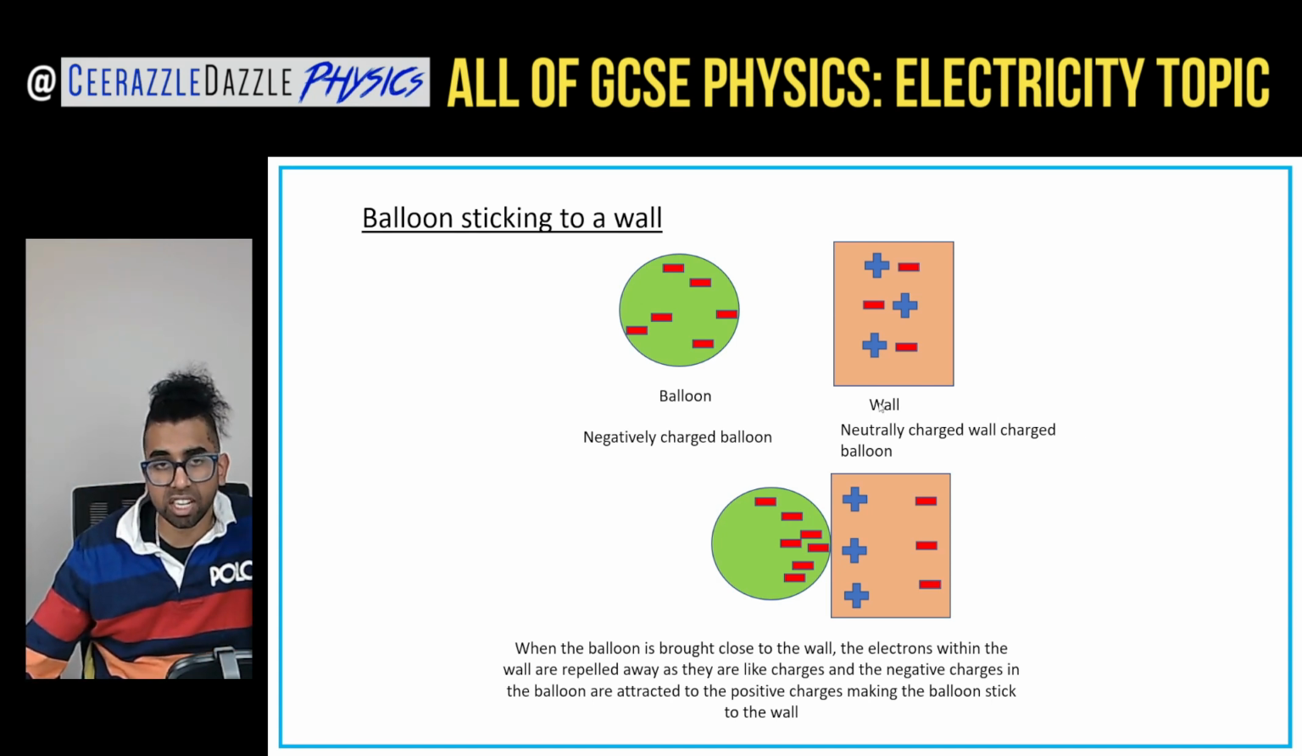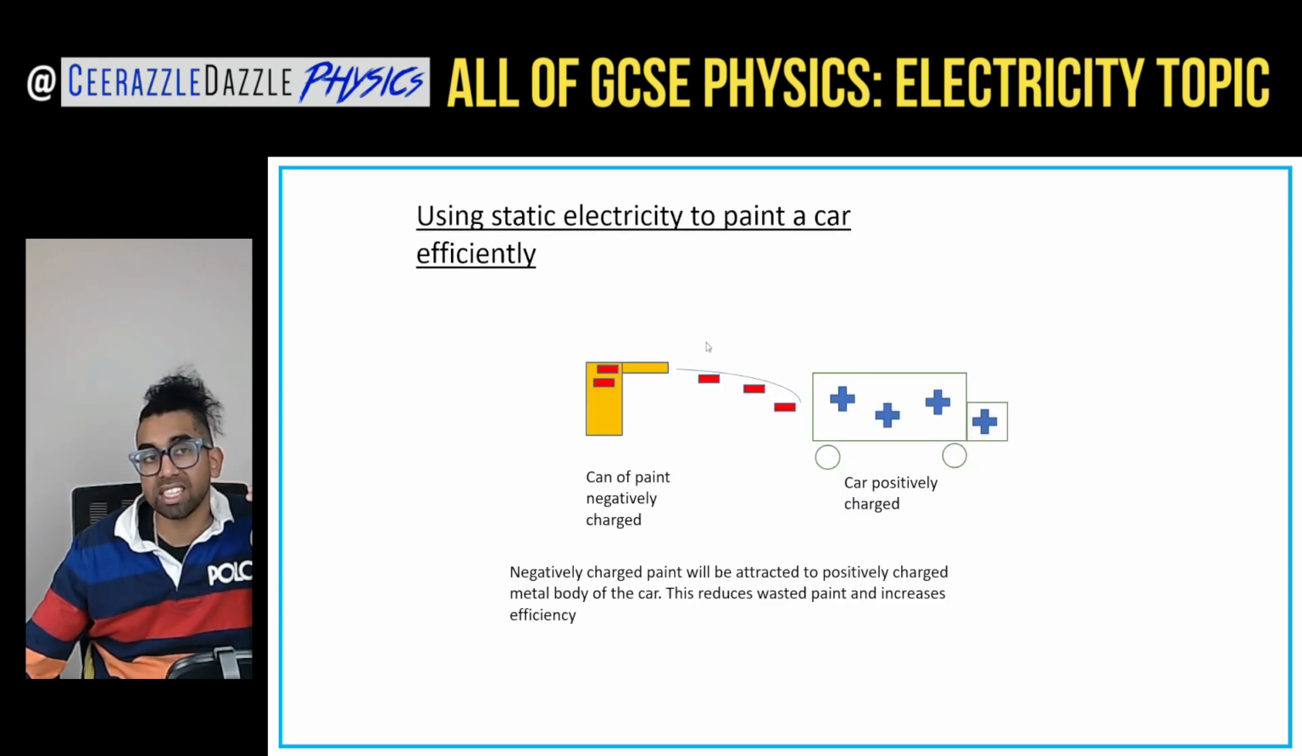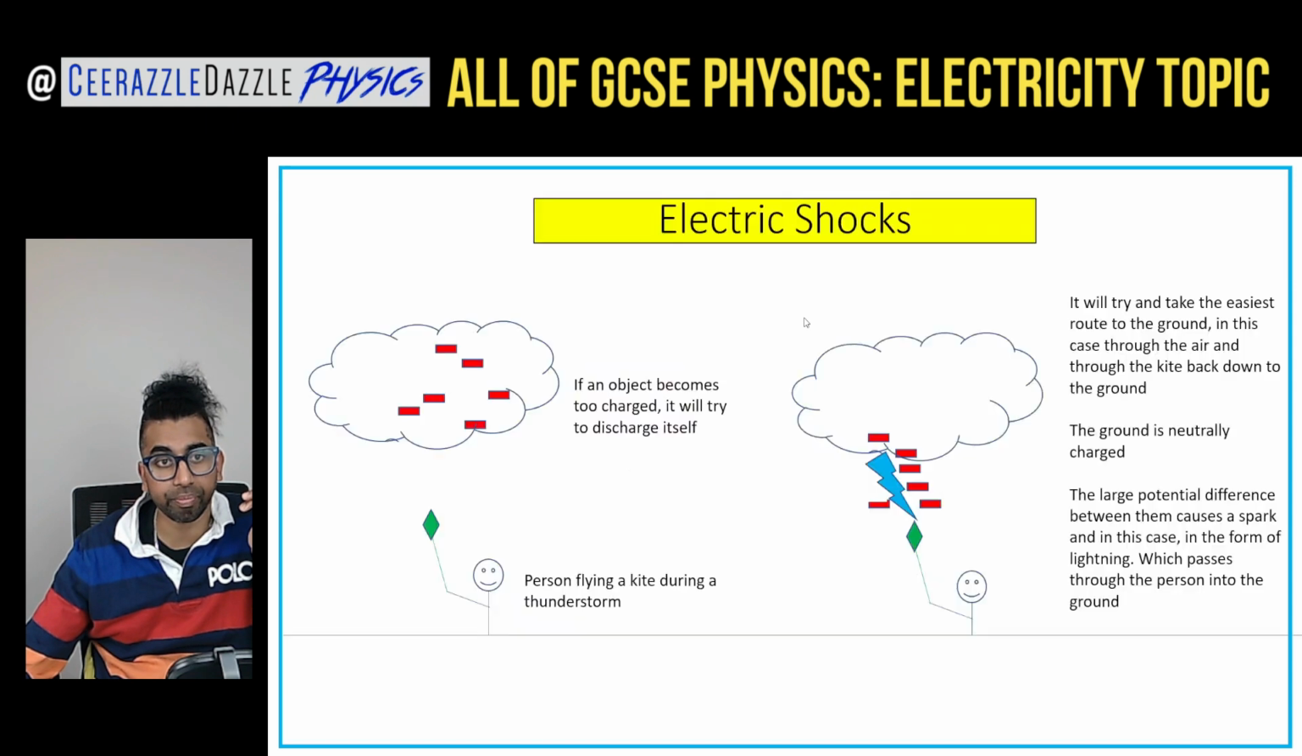Now a use of static electricity can be the following. Let's say you were to paint a car efficiently. What you can do is charge the car positive. You would attach it to a terminal and it becomes positively charged, and you charge the paint negative. Then you spray the paint, and obviously positive and negative will attract, and therefore they will stick evenly across the car. So this is a great way to use static electricity to paint a car.